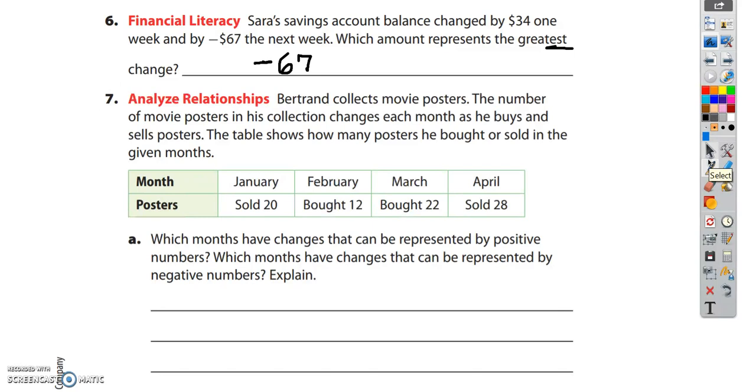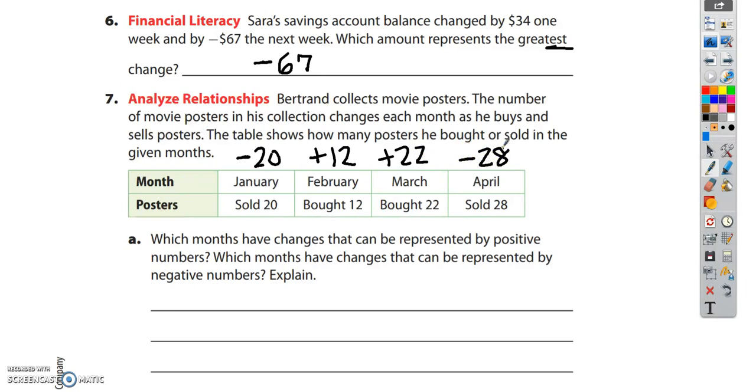Okay, question number 7. Bertrand collects movie posters. The number of movie posters in his collection changes each month as he buys and sells posters. The table shows how many posters he bought or sold in the given months. In January he sold 20. So what I would say there is that that's going to be a negative because the amount that he had went down by 20. In February he bought 12, so I'm going to say that's a positive. In March he bought 22, I'm going to say that's a positive. And in April he sold 28, that's a negative.